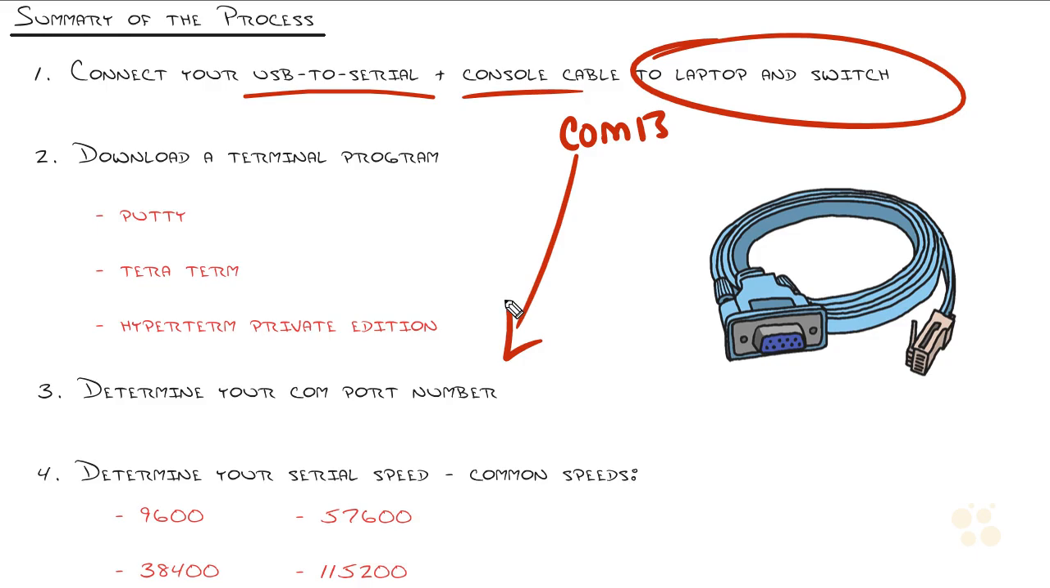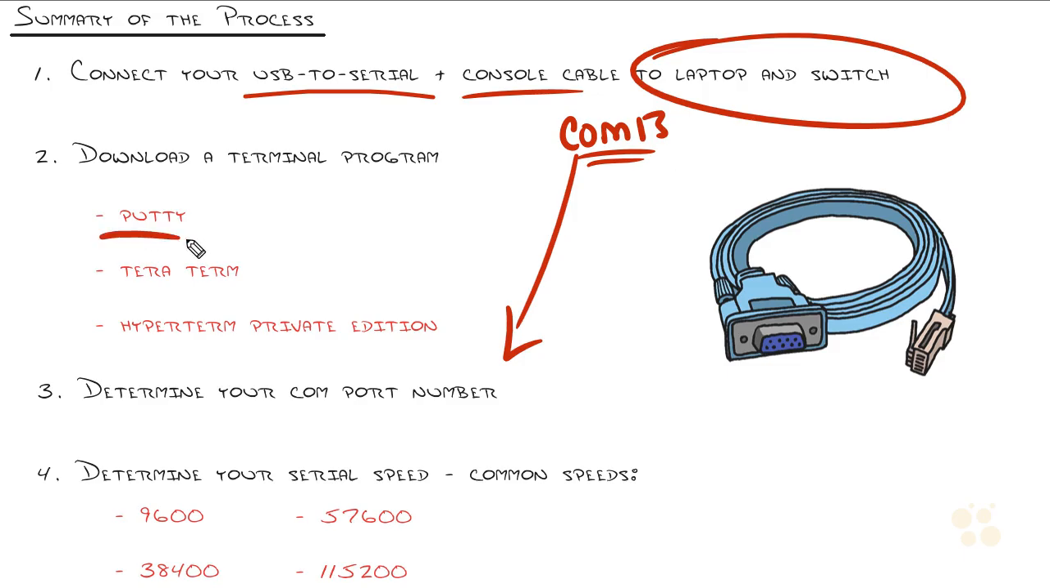Now, if your Windows operating system doesn't have the driver for your USB to serial adapter, you'll need to download that and install that, but the end result is the same. You end up with a new COM port on your Windows operating system. Then you go download a terminal program.